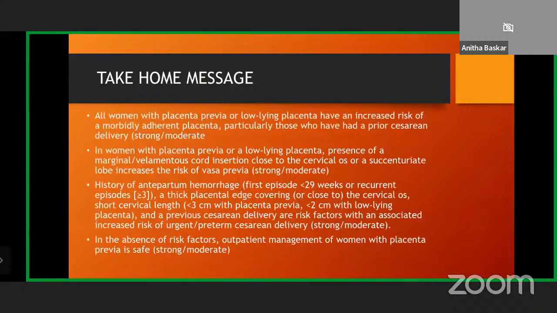Here, the take-home message is that all women with placenta previa or a low-lying placenta have increased risk of morbidly adherent placenta, particularly those who have had a previous cesarean section. If there is any history of APH, a first episode before 29 weeks or recurrent episodes more than 3, or thick placental edge covering or close to the cervical os, and short cervix and previous cesarean section, these are risk factors associated with increased risk of urgent and preterm cesarean delivery. For these cases, you should not wait up to 37 weeks. In the absence of risk factors, outpatient management of placenta previa is safe.